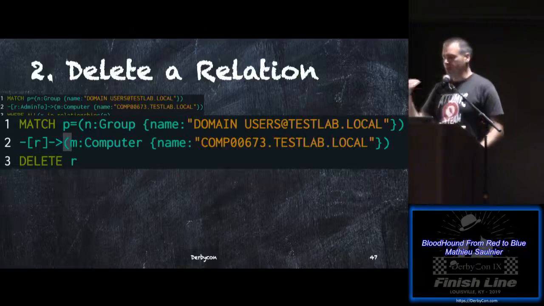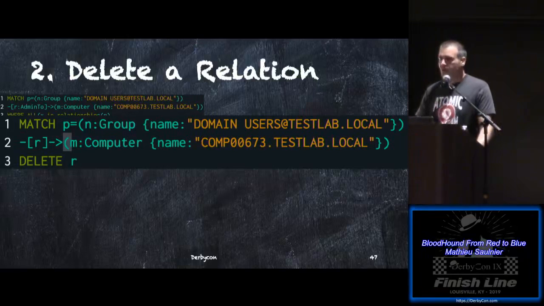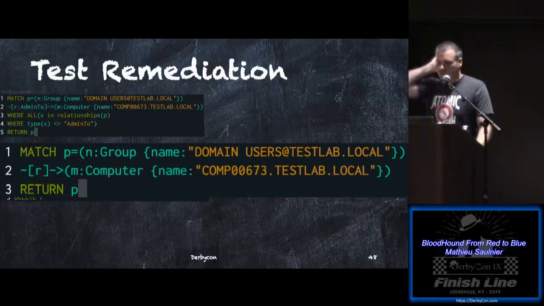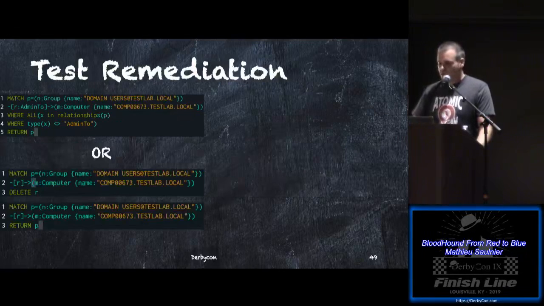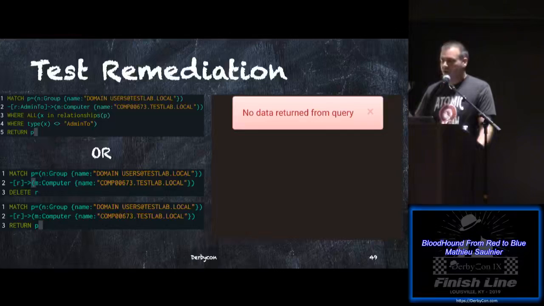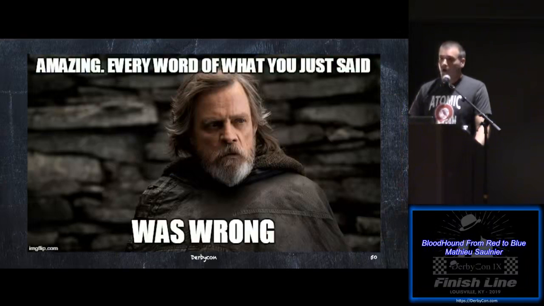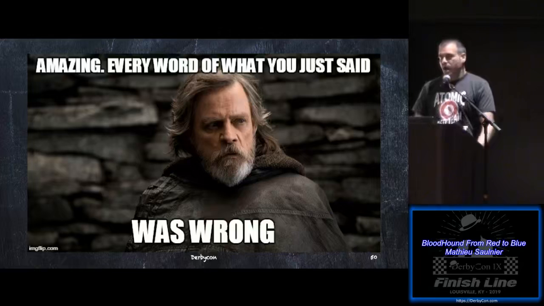If we want to delete the relationship, again, same beginning. We're going to match a path between domain users and computer 673, and then we're going to delete the relationship. And then we need to print it, so we're just going to return the path. Here are the queries side by side. And again, not surprisingly, when you run that, you have no data. So it works. Or does it?